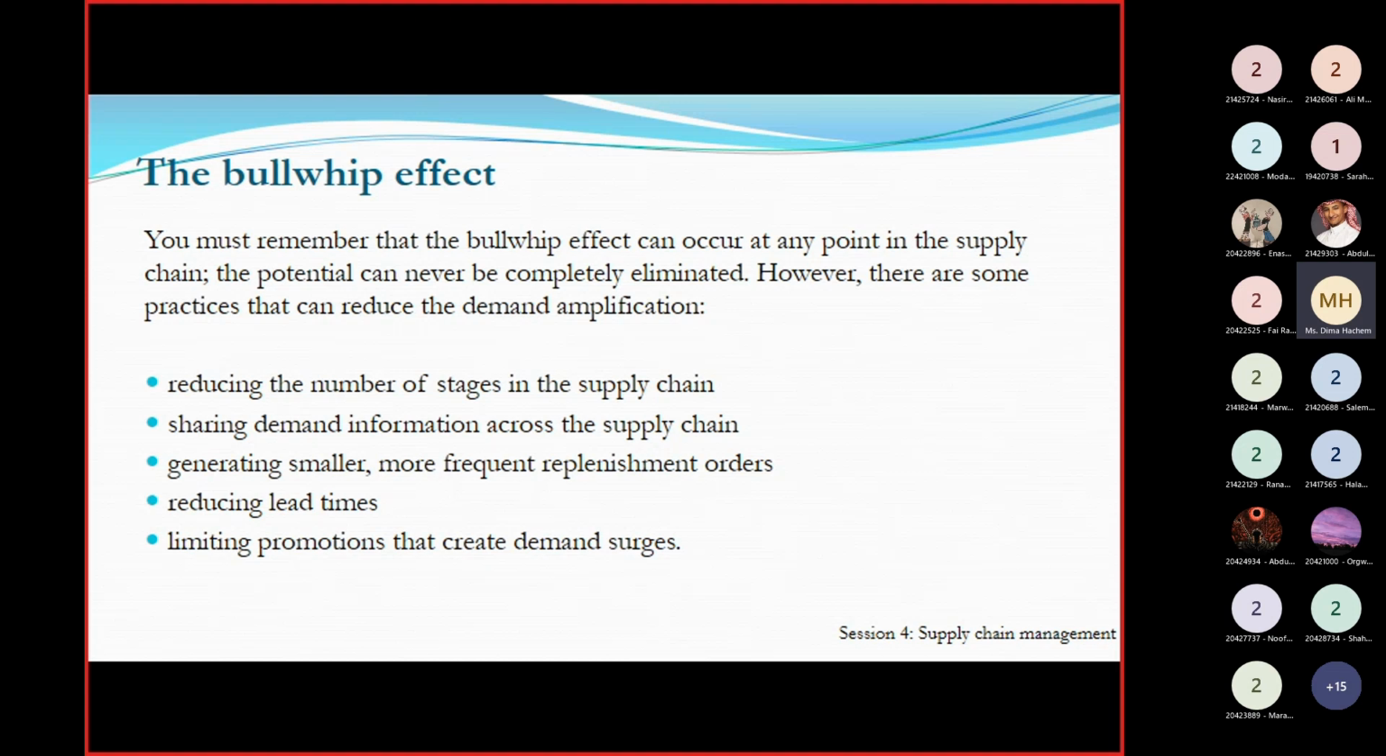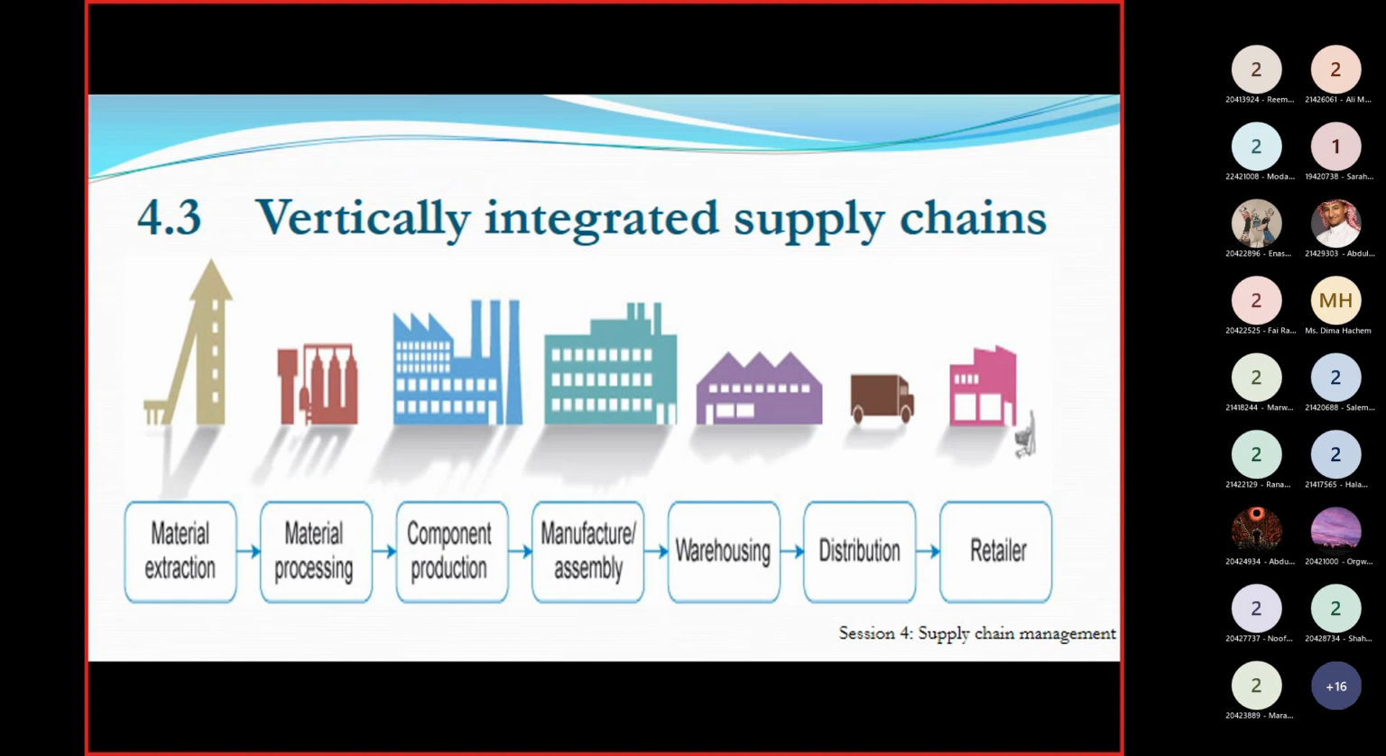Also, what you can do is limit the promotions that create demand surges. So if the store has a promotion, buy one bottle, get another free, you will expect higher demand, right? When you do this, you need to let other supply chain members know that you are doing this demand change so they can take the proper action.